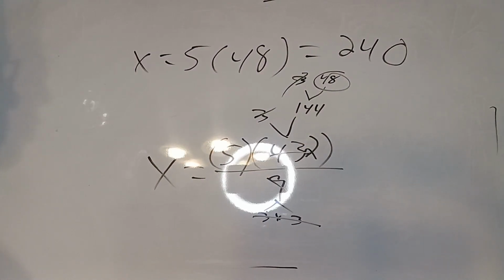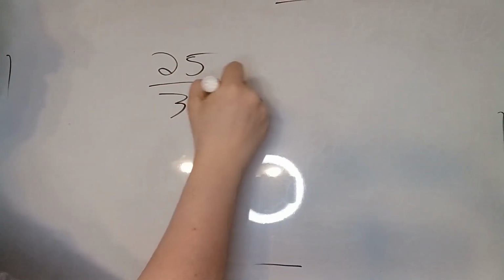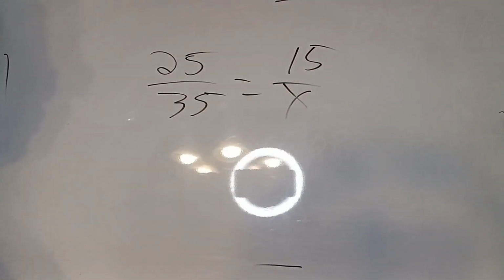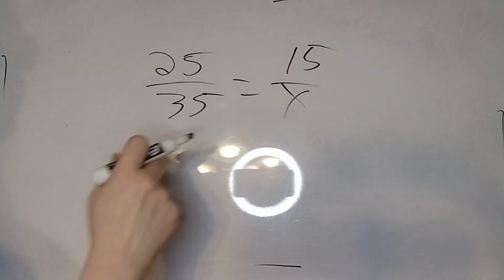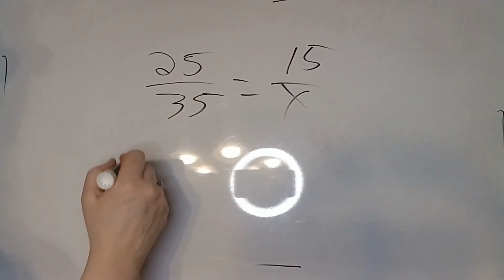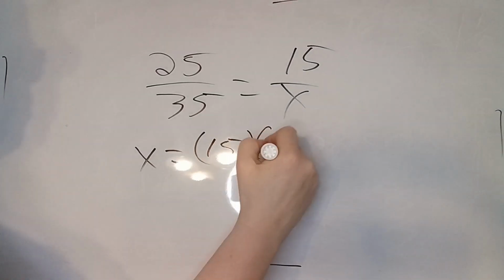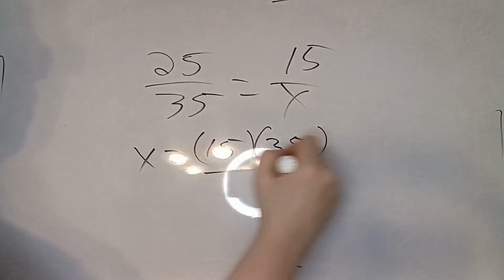Let's look at another example. All right, let's do 25 over 35 equals 15 over x. Okay, I see 5s all over the place, but where can we pull them out and where can't we, right? So let's lay this out as if we were going to do the cross multiplication. x equals 15 times 35 divided by 25.